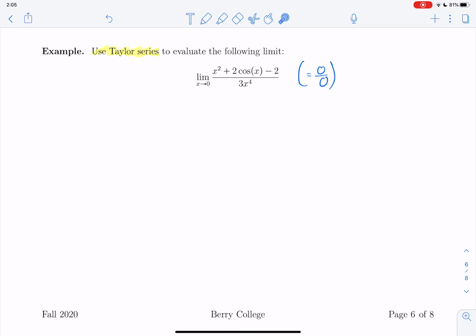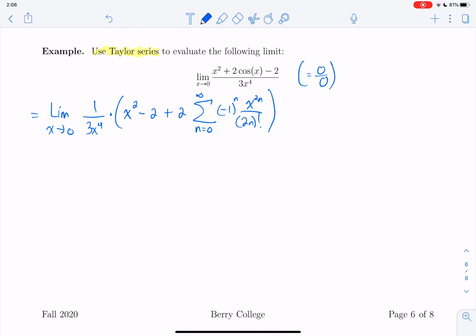I'm going to build a Taylor series for this entire limit function, where the only object I don't really know all that well is the cosine, but the cosine itself has a Taylor series. So notice that this limit is the same as computing the limit as x goes to 0 of 1 over 3x to the 4th times x squared minus 2 plus 2 times the following series. This is the Maclaurin series for cosine. I'm simply going to use negative 1 to the n times x to the 2n over 2n factorial.